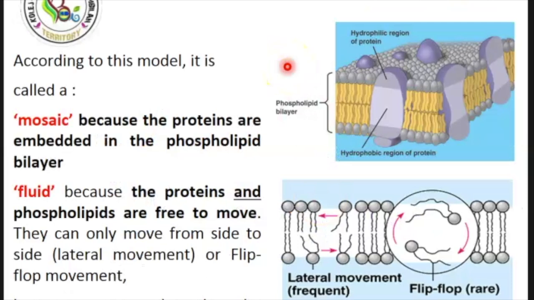According to this model, it is a mosaic because the proteins are embedded in the phospholipid bilayer, while fluid because the protein and phospholipid are free to move.